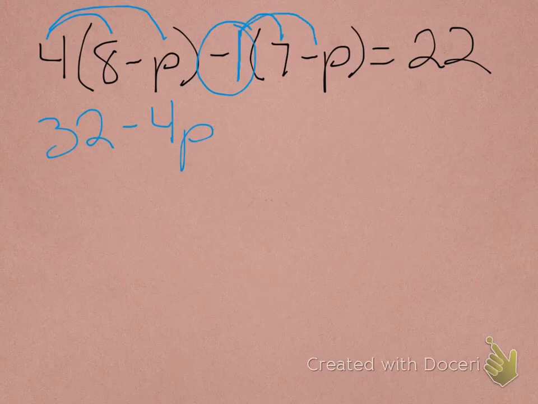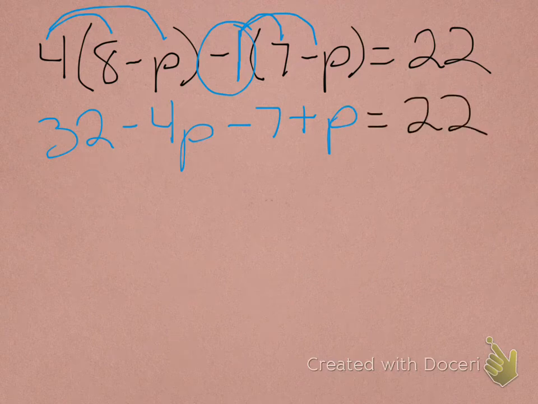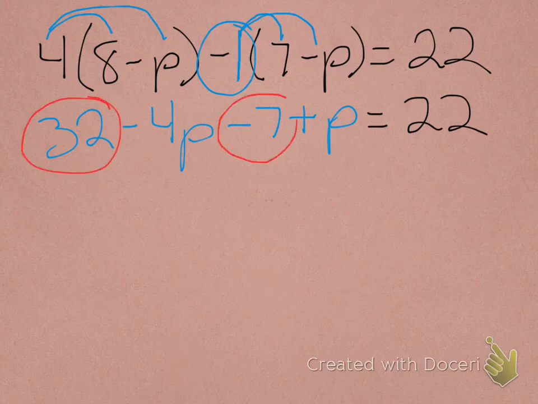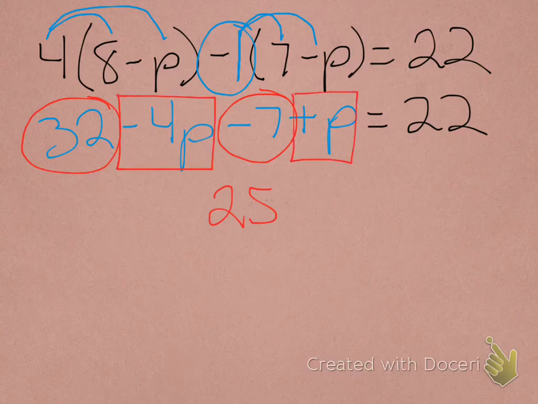So then when I do distribute the negative, I end up having a -7 plus a positive p equals 22. So now simplifying as we have before, now I have a positive 32 and I'm going to take 7 away from that, which is going to result in 25. And then if I have a -4p and I add another p, that is going to leave me with a -3p equal to positive 22.